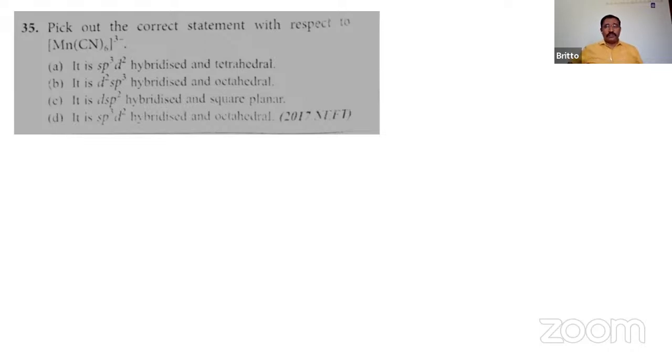So what is the electronic configuration of Mn3+? The atomic number of manganese is 25. The electrons are 4s2 3d5, 7 electrons in total in the valence shell, and we are going to remove 3, so 4 electrons are there, and cyanide is a strong ligand. So how will you place the 4 electrons?